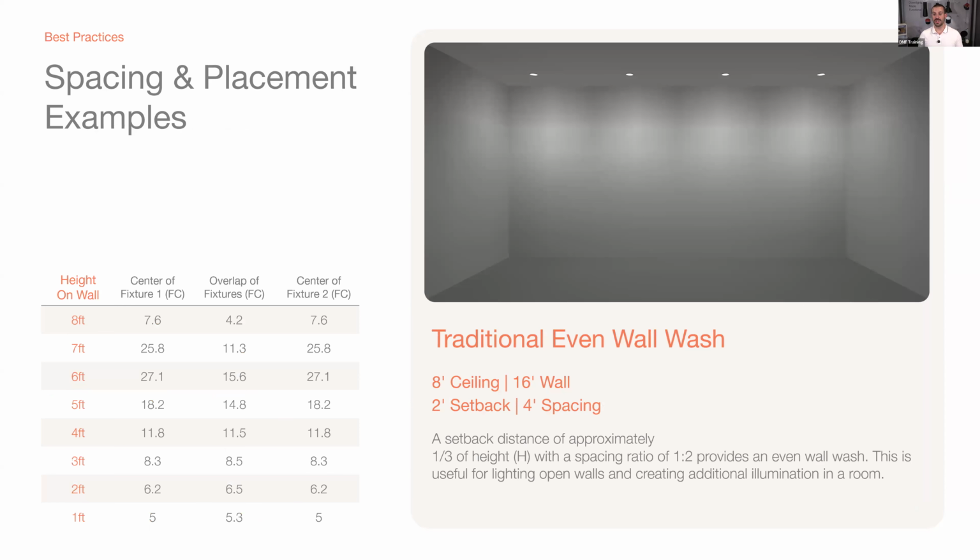Next, we'll just look at a few of those examples. So we have in this particular layout an 8-foot tall ceiling and a 16-foot wide wall. We're doing a 2-foot setback and a 4-foot spacing, so a little bit closer than the 1/3 guideline, and then about that 2 times spacing ratio. So you get at the center of your beam a really pretty nice even intensity that blends quite nicely between your fixtures.